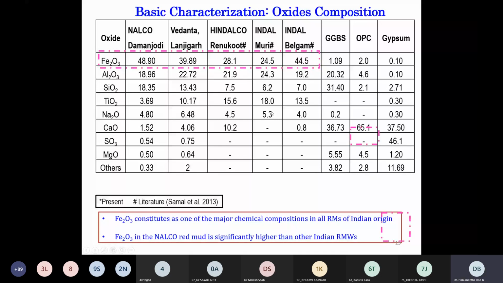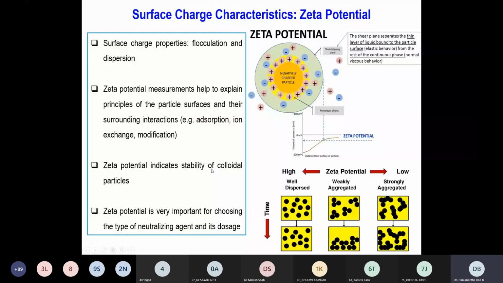On the other hand, these are the different additives, which are dominant with other chemical compositions. Another important characteristic that you need to understand is, as I told, the red mud exhibits some kind of plasticity characteristics. Then how to prove that? It really exhibits some kind of plasticity characteristics.